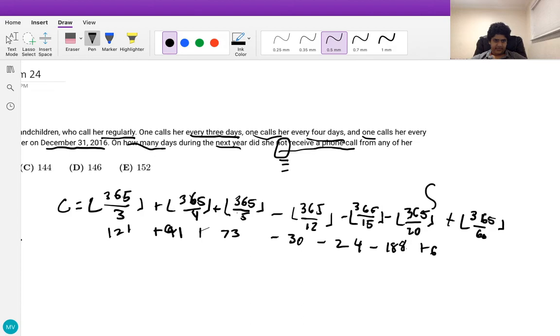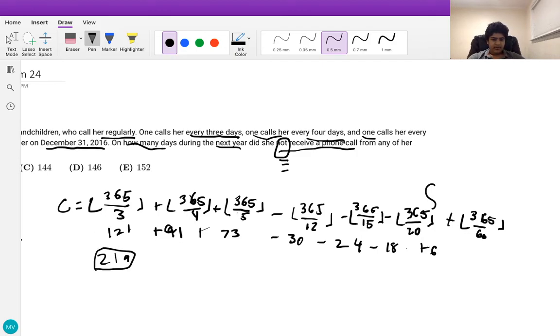Now we have 121 plus 91. That's 212. 212 plus 73 is 285. Minus 30 is 255. Minus 24 is 231. Minus 18 is 213. Plus 6 gives us 219. So we have C is equal to 219.